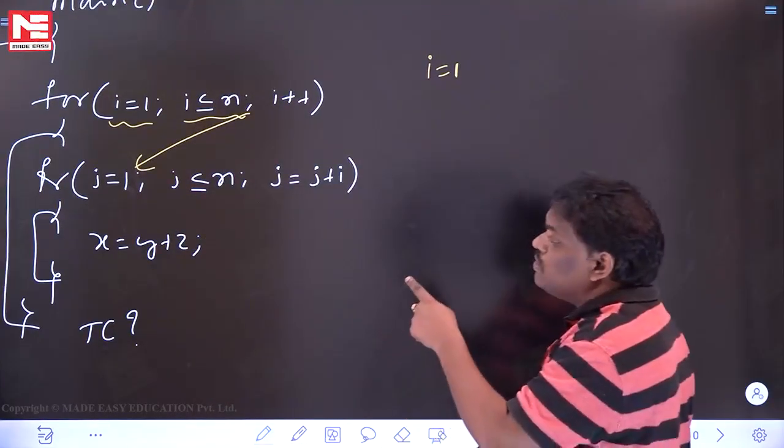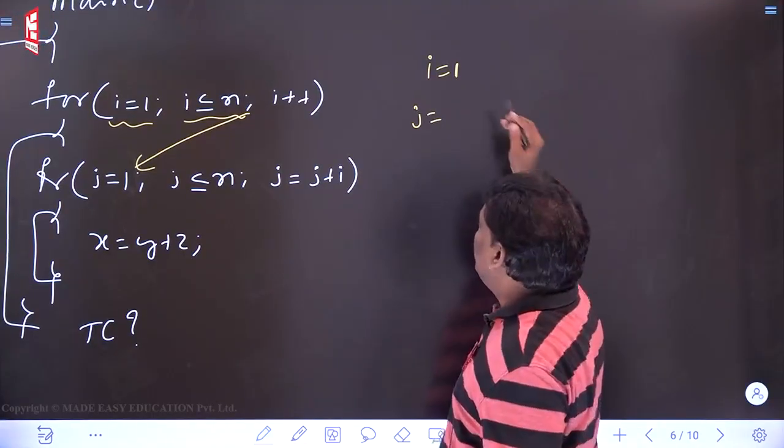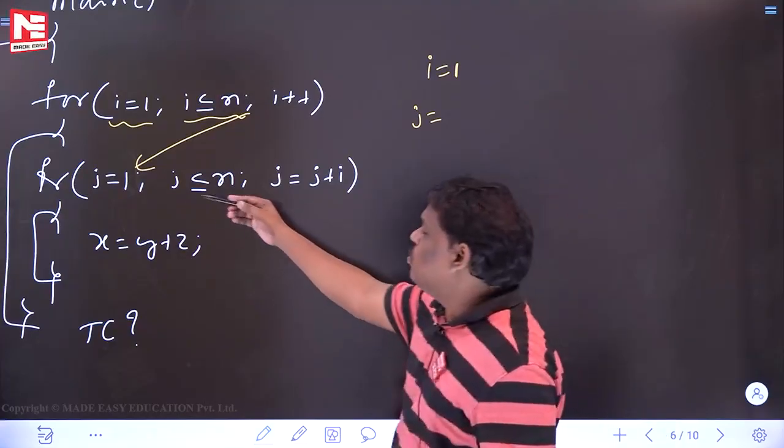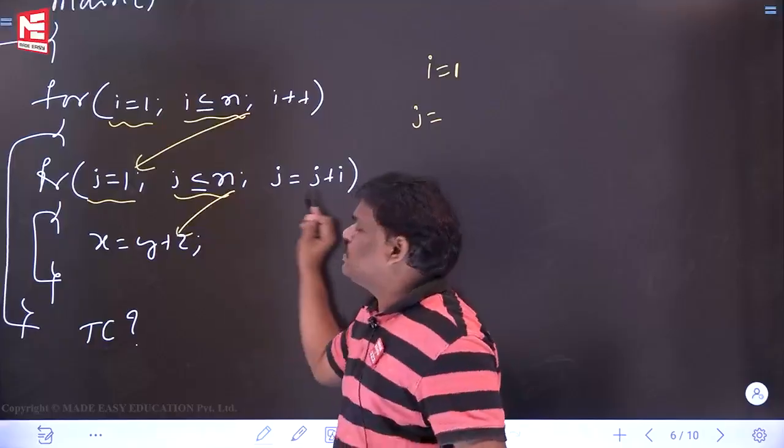For each i value, j is running. Can you say i is equal to 1? What about the j loop? i is equal to 1, it's okay. What about the j loop? Can you help me now? The j loop is what? j is equal to 1, j less than or equal to n. Then execute the statement.